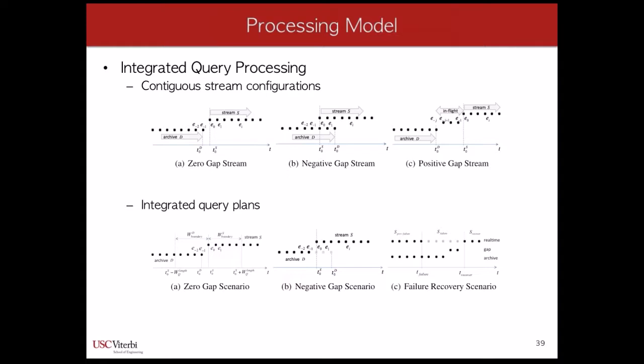Take an example here, query plan B: if we have negative gaps between this data, we will skip the queries that are present on the stream. The problem here is that when we perform a CEP query across the database and the stream, we need to consider, for example, that the time windows may be across the boundaries of the data.